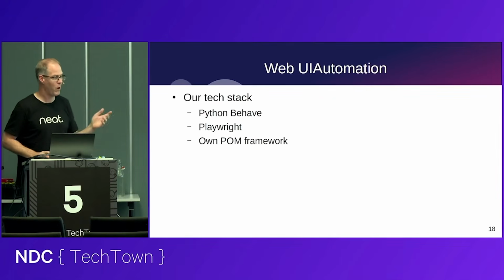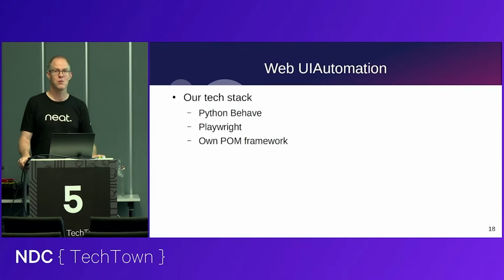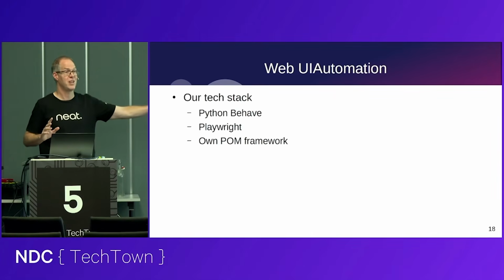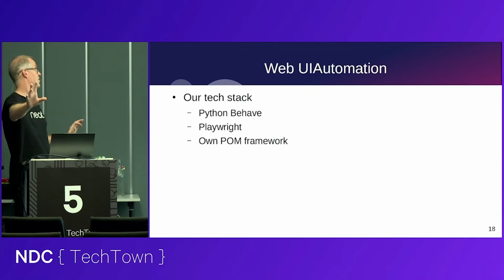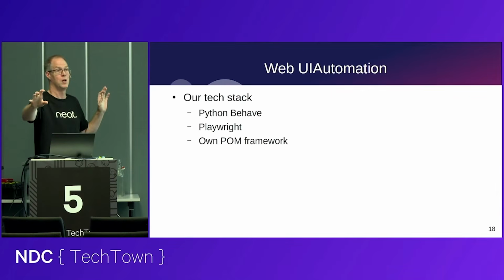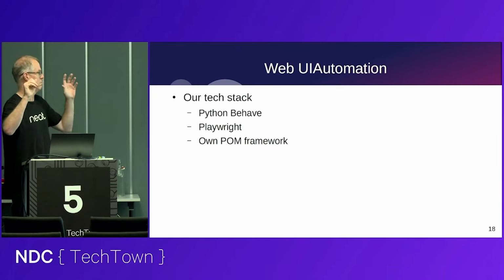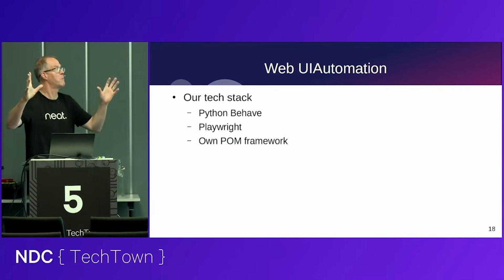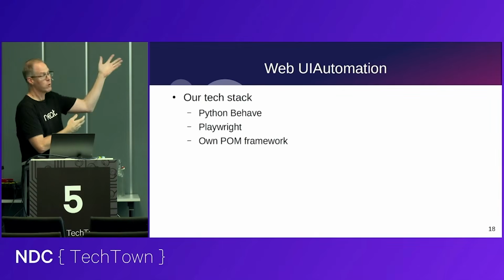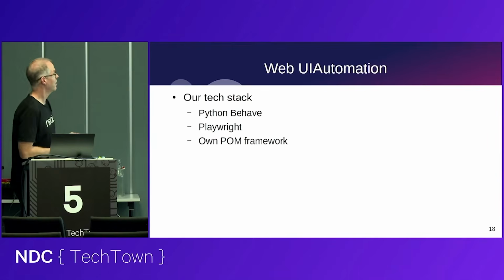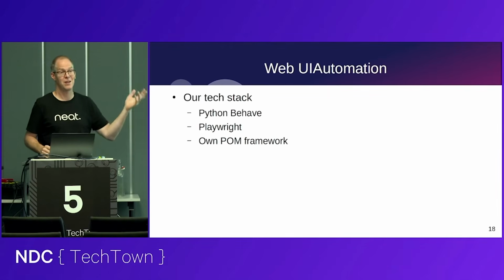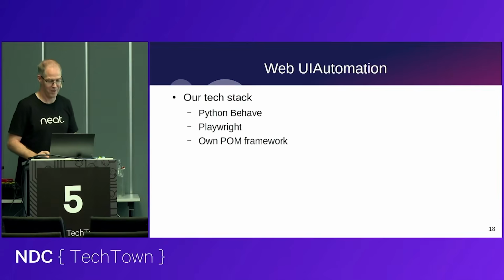Just talking about web automation. So we need to automate some web screens, web sites, I guess. Sometimes, for example, if we're testing with one of our video conference devices that is in a conference with Teams or a Zoom web page with a web client. So there we use Python Behave. There we use Playwright, and then we use our own POM framework.